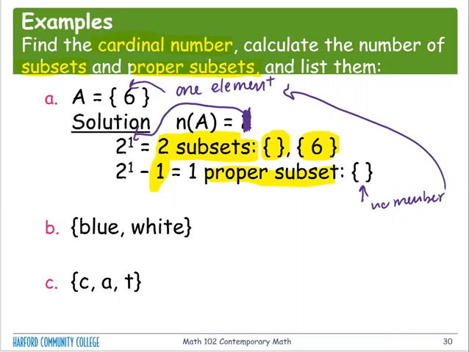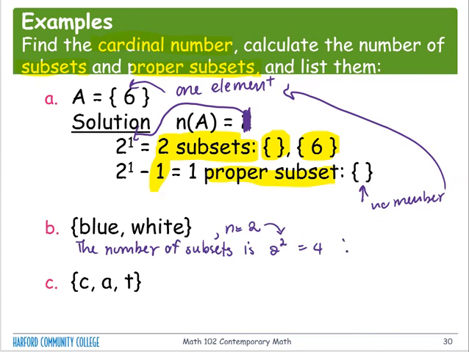For part B, we have the set of blue and white. So we can say that n equals 2, or the number of elements is 2. We can see that the number of subsets is 2 to the second power, which is 4.